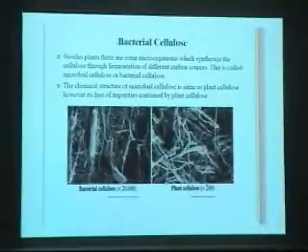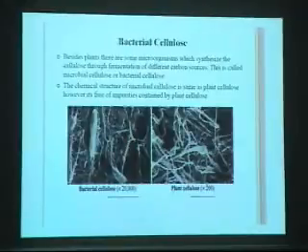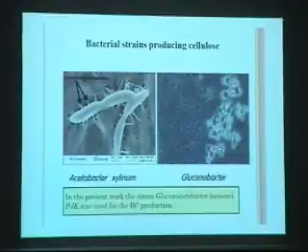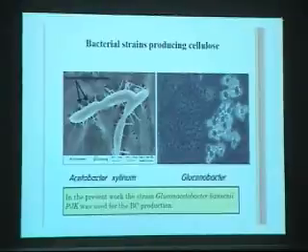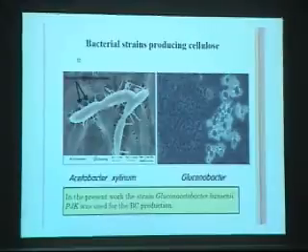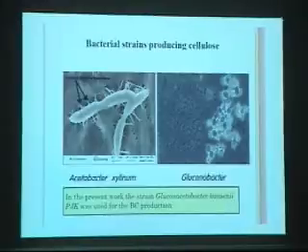The chemical structure of bacterial cellulose and plant cellulose is almost similar, as we can see from this image. However, the properties of bacterial cellulose are much superior compared to plant cellulose. You can see certain bacterial strains which produce bacterial cellulose, for example Acetobacter xylinum, Gluconacetobacter, and other species of the same genus. In our present study, we used Gluconacetobacter hansenii for the production of bacterial cellulose.